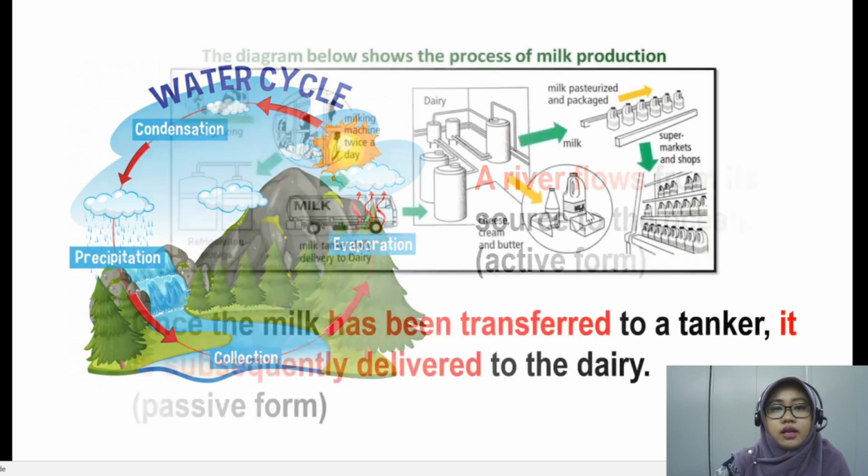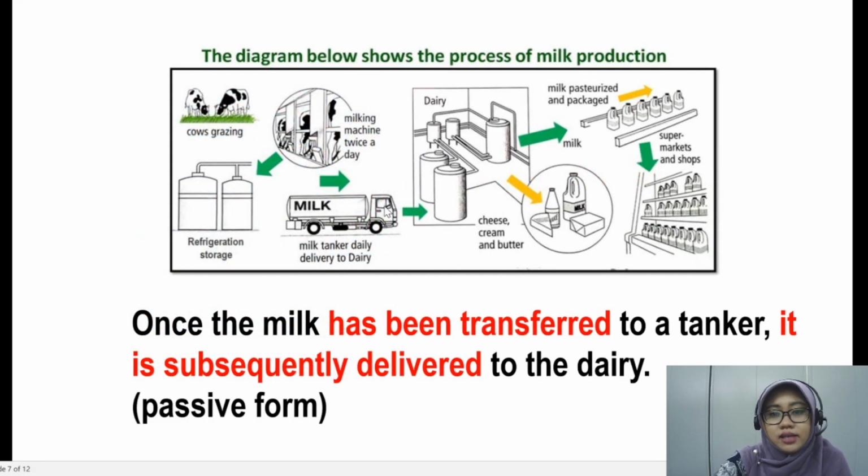And then in a manufacturing process, you can see this is the significant difference. We can use the passive voice here because milk production belongs to a manufacturing process: "Once the milk has been transferred to a tanker, it is subsequently delivered to the dairy." So basically here, we want to describe the process diagram in a manufacturing process, and we can use the passive voice to describe every single stage.